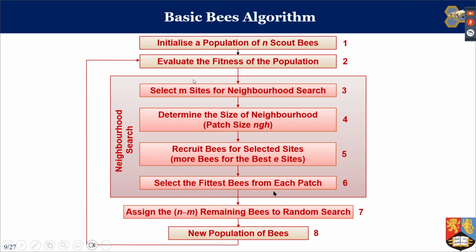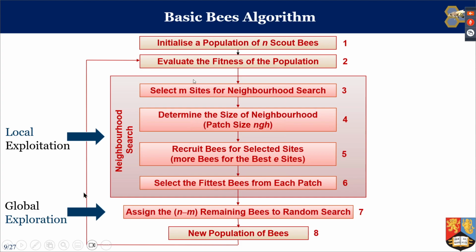Now I'm going to illustrate how the bees algorithm works using a simple example. But you can see that the bees perform local exploitation as well as global exploration. So this is the global exploration part, and this is the local exploitation part. And you will see that in the example that I will show you now.